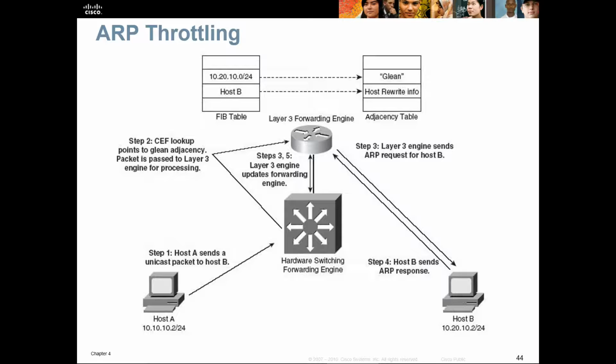When a router receives packets that need to be forwarded for a specific host, the adjacency table is consulted for the specific prefixes. If the prefix doesn't exist, the subnet prefix is consulted, and then the glean adjacency indicates the addresses within the range, and that they should be forwarded to the layer 3 engine for ARP processing. ARP throttling is a way to help throttle our ARP requests so they're not using as many resources.